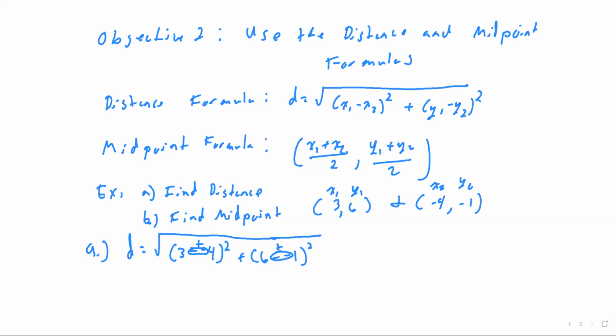All right, so then we just do the math. What's 3 plus 4? So that's 7 squared. 6 plus 1, so that's 7 squared. 49 plus 49. Perfect.